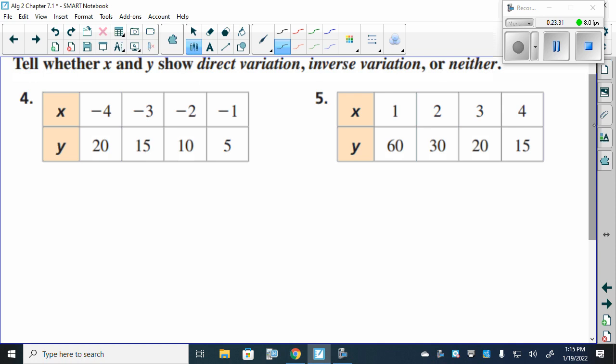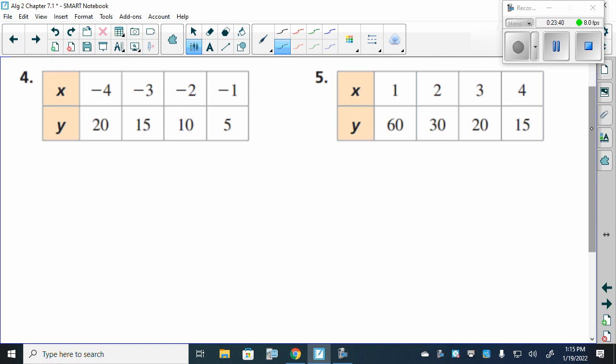We'll look at 2 more of this type, and then we'll move on to the last type of problem. So let's look at number 4. We have the values of x: negative 4, negative 3, negative 2, and negative 1, and 20, 15, 10, and 5. Every single one of them is a multiple of 5.